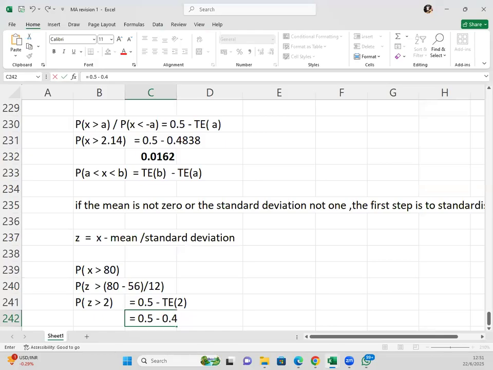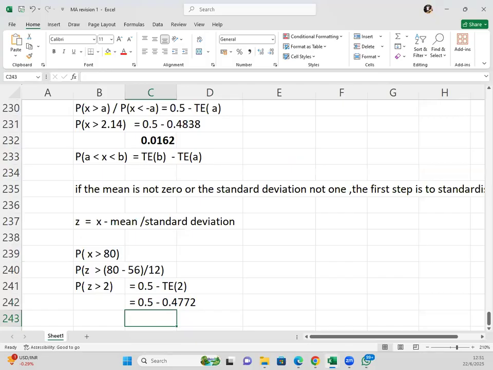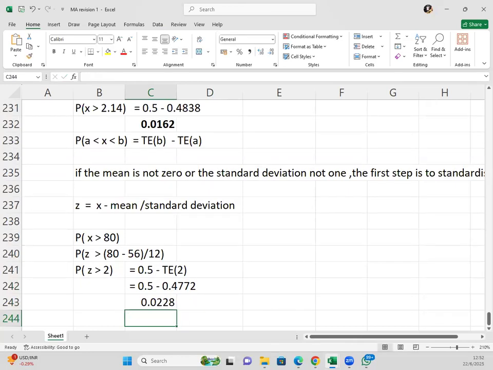So that becomes 0.5 minus 0.4772. So that would be the probability. But the question said percentage probability. So this one is a percentage. If you are changing this to a percent, you multiply by 100.